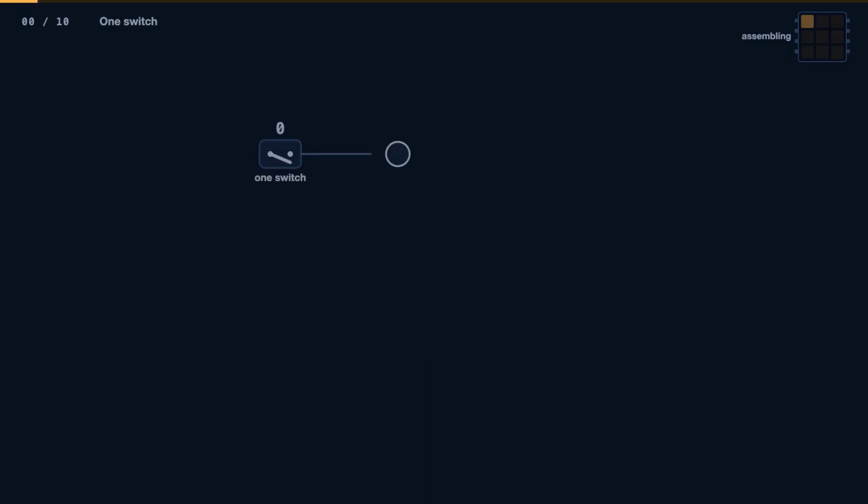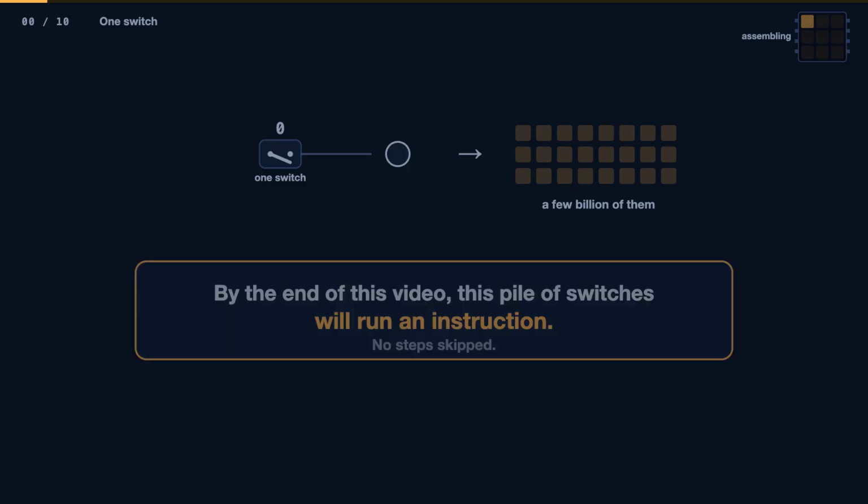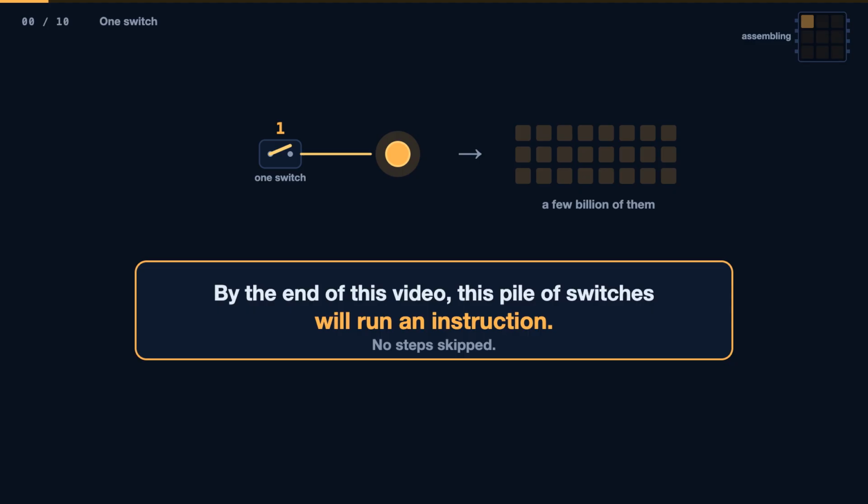One switch can light a lamp. That is not interesting. What is interesting is that a few billion of them run an operating system. So here is the promise. By the end of this video, this pile of switches will run an instruction. No steps skipped. We build it in order.